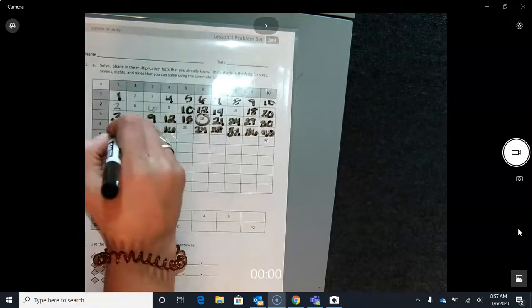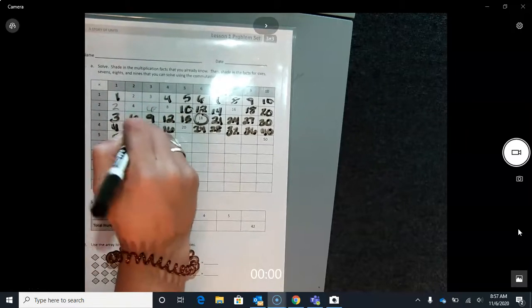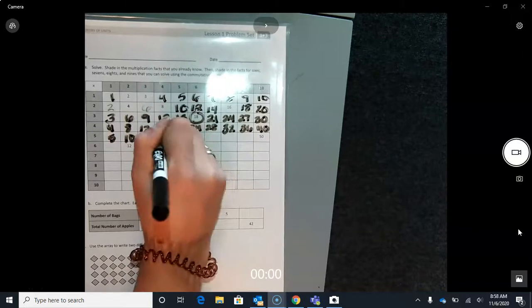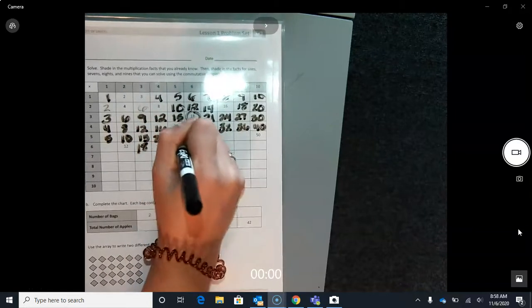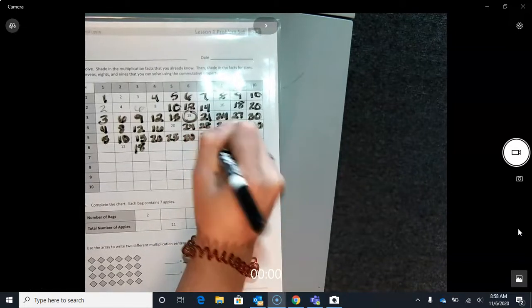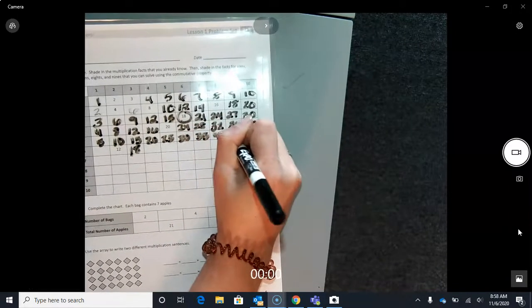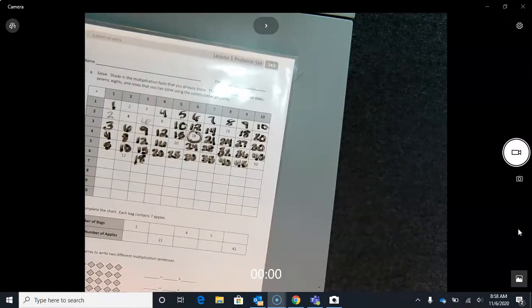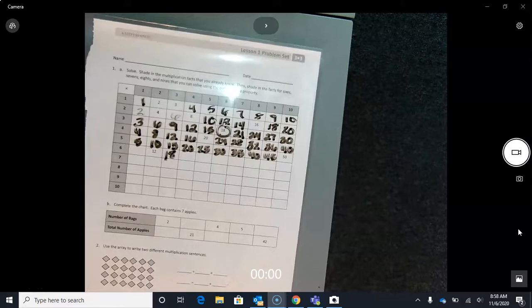5 times 1 is 5. 5 times 2 is 10. 5 times 3 is 15. 20, 25, 30, 35, 40, 45, and 50. So now that we've filled in all the facts that we've already studied, let's use the commutative property to see if we can solve for any of the other facts.